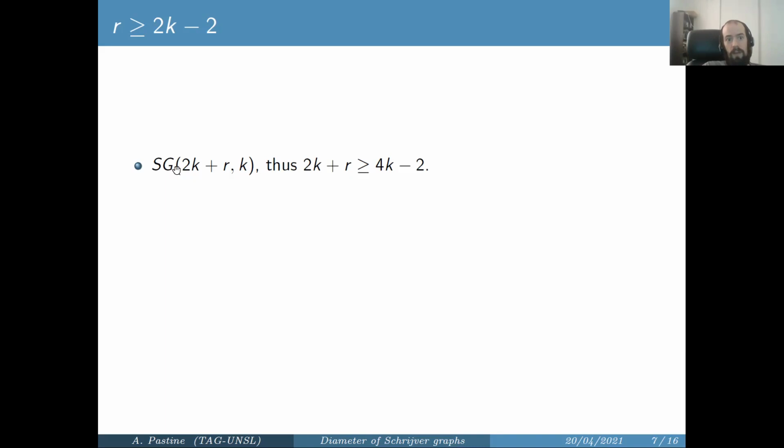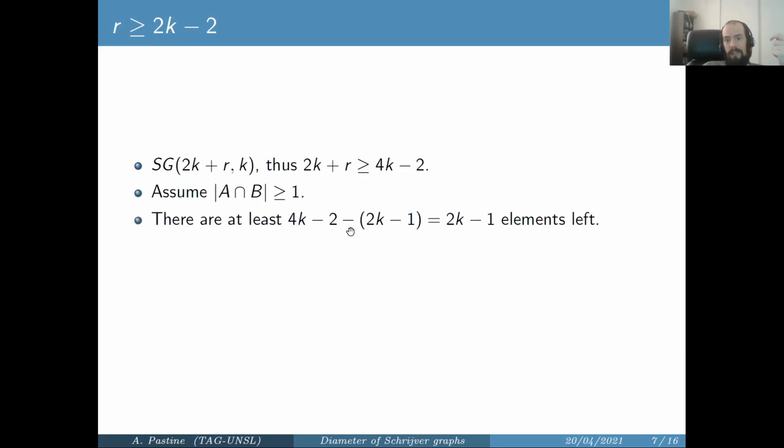So we are considering SG2K plus RK, and we have R at least 2K minus 2. That means that 2K plus R is 4K minus 2. Since we want to find the diameter, we want to consider 2 vertices that are not connected. Otherwise, the distance between them will be 1. That means that we can consider that the vertices A and B are not disjoint. The intersection is at least 1.